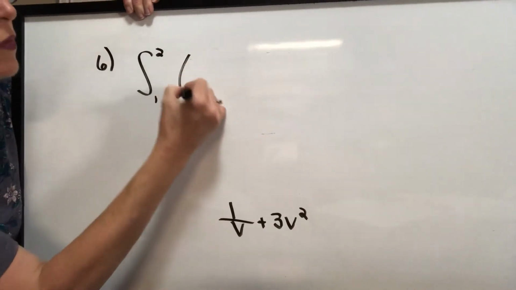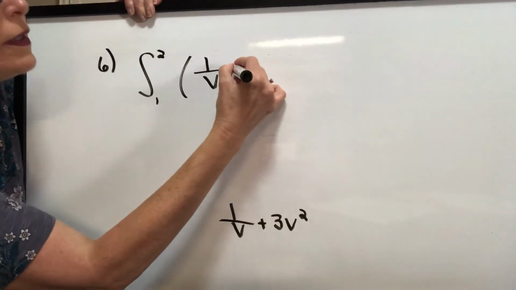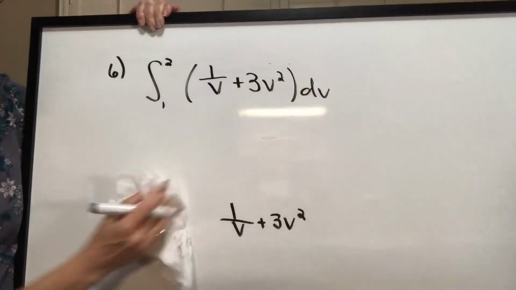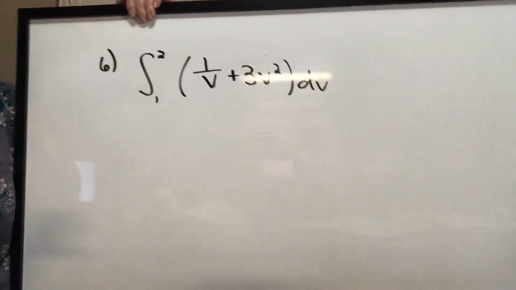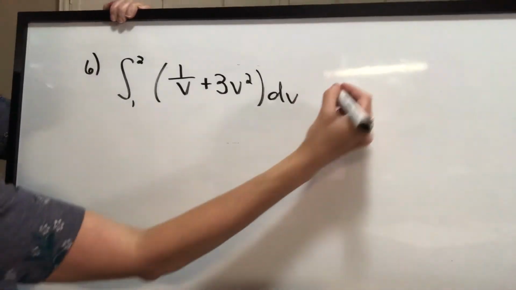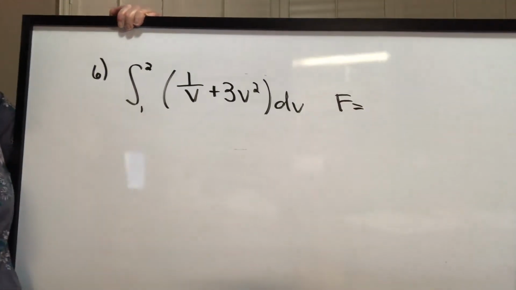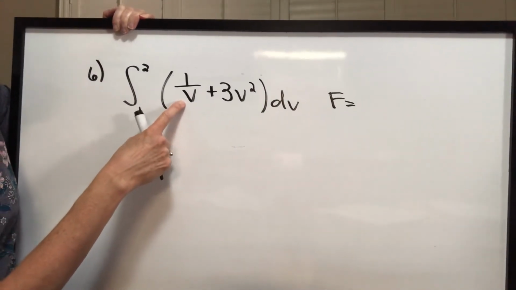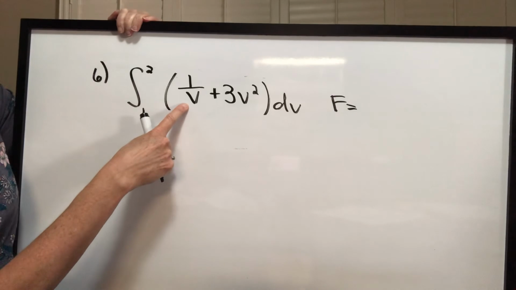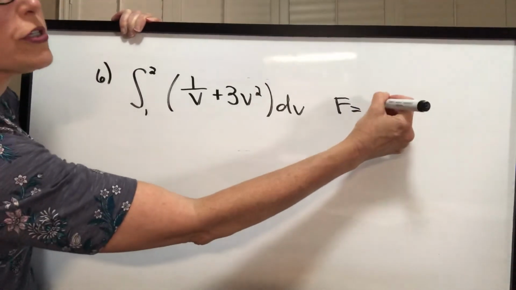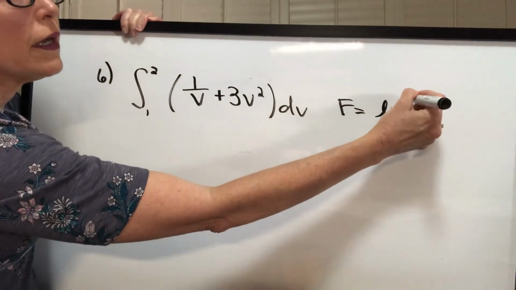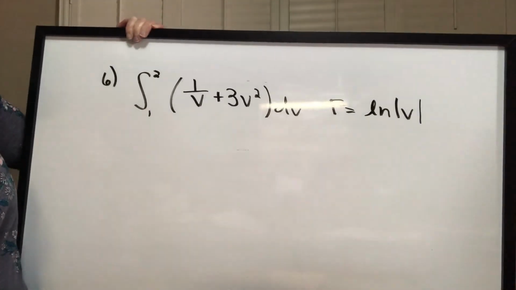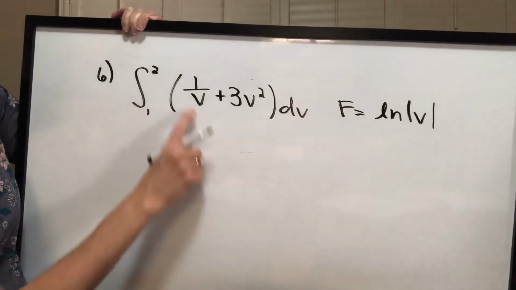Okay, so I'm going to replace what was there before with 1 over v plus 3v squared dv. Same thing. Okay, so then we are going to get to the antiderivative. If you look at your chart of differentiation rules, this one is a special case. 1 over v is a natural log. If you look at your chart, it says it's the natural log of the absolute value of v. That is the antiderivative of this.